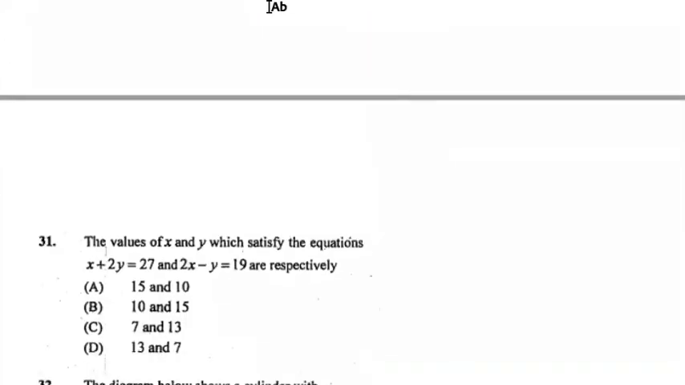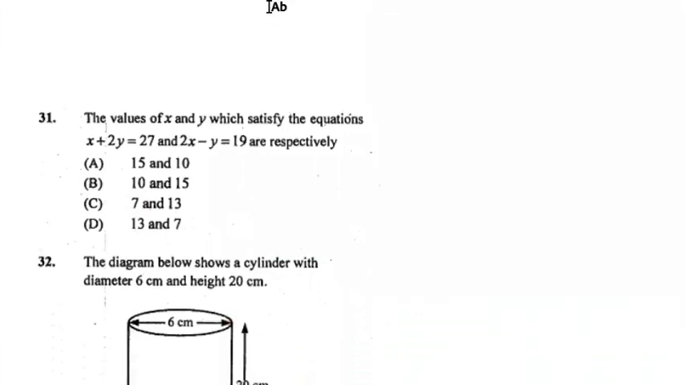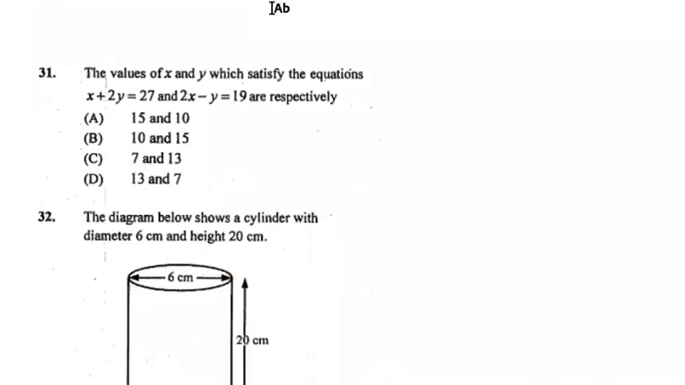So 31, the values of x and y which satisfies the equation x plus 2y equal 27 and 2x minus y equal 19 are respectively. So all we need to remember is that these values that are given in the answers from A to D, the first numbers represent x and the second numbers represent y respectively. So all we can do is substitute these numbers into the equation to see which will allow x plus 2y being 27 and 2x minus y being 19.